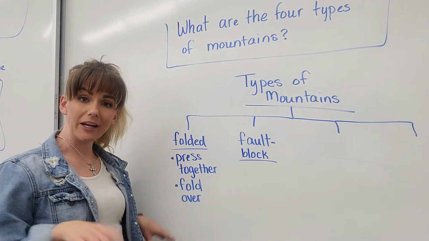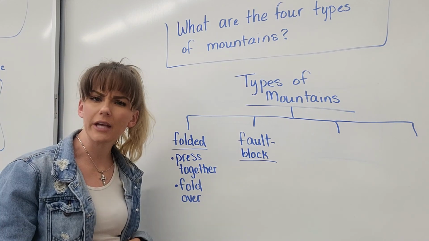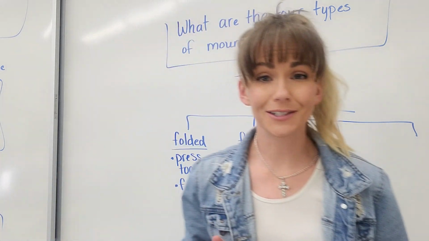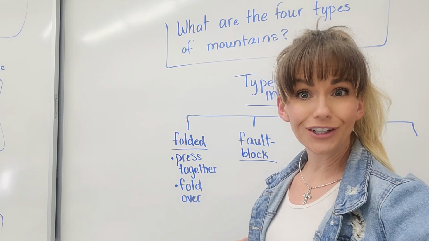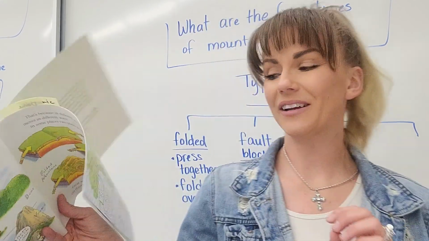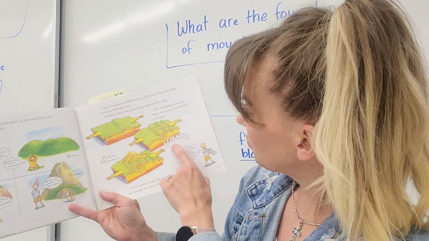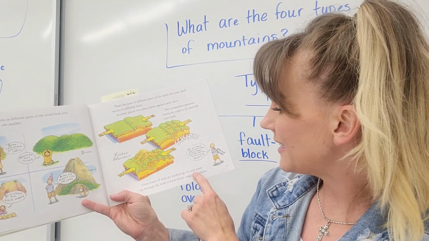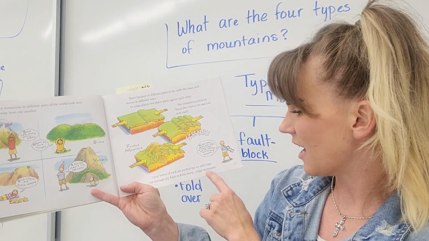If I asked you right now, tell me 2 things about folded mountains, what would you say? Good idea. Folded mountains are formed when 2 plates press together and fold over each other. You're a smarty. Let's keep reading and see if we can write anything else about folded mountains. Scrunch. Great waves of rock are pushed up. Ice and water cut through the folds to form sharp, craggy mountains.